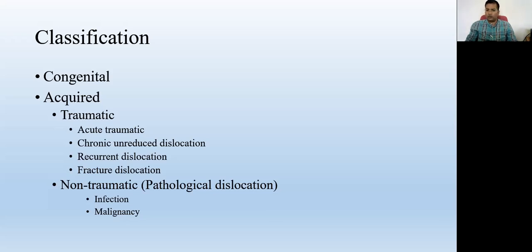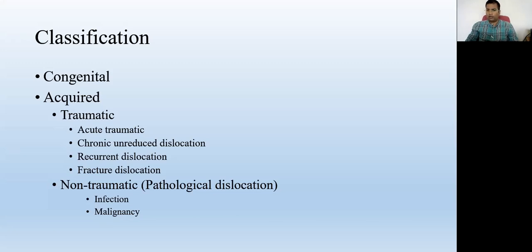Acquired has two kinds: traumatic and non-traumatic. Traumatic means any kind of trauma or injury which causes the dislocation in the joint. And non-traumatic means non-traumatic factors are responsible.